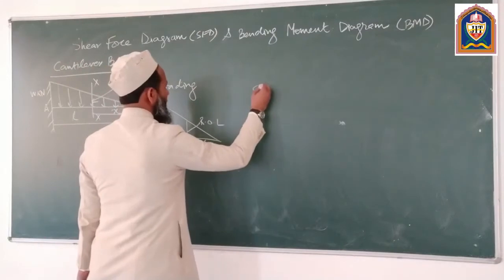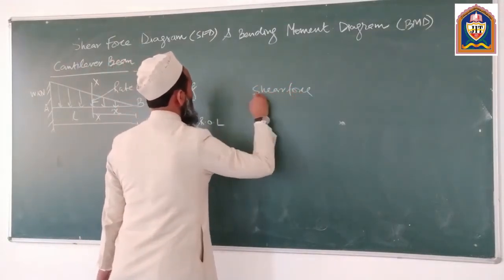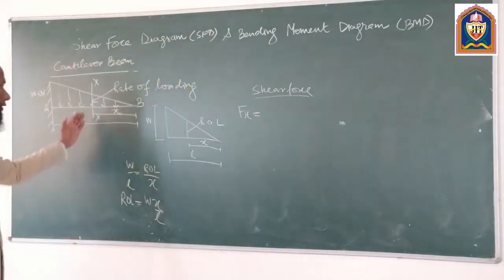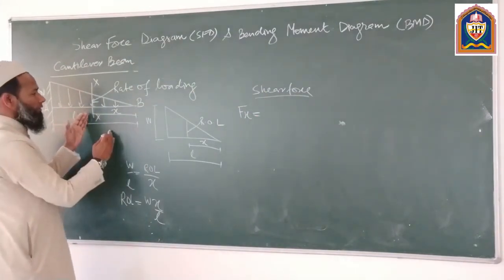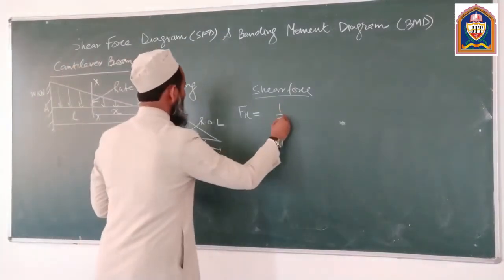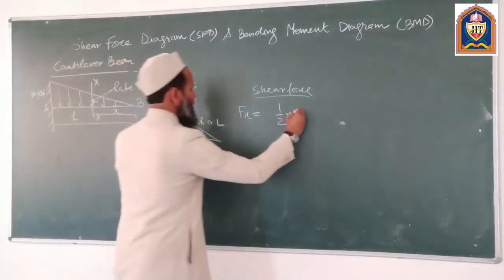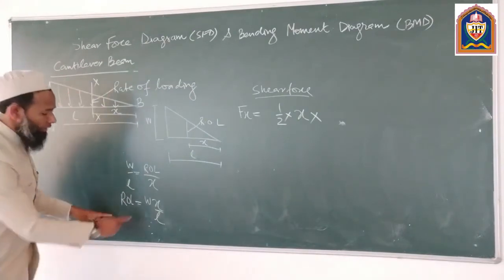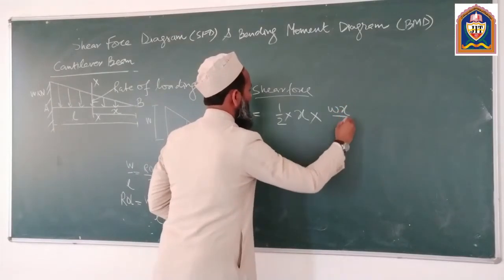Now we will write down the general equation for the shear force. So this is Fx. Now the load on the right of this section is how much? The area of the triangle. What is the area of the triangle? 1 by 2 multiplied by this distance x multiplied by the rate of loading. And what is the rate of loading? Wx by L. So this is Wx upon L.